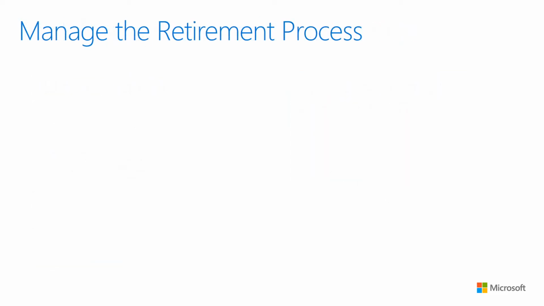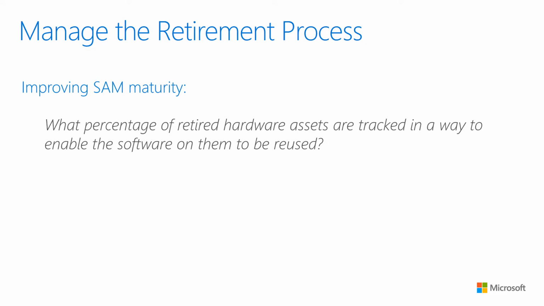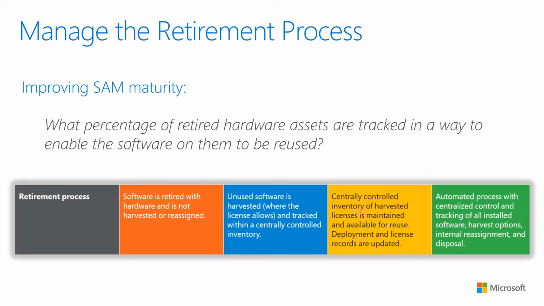And as our last topic, let's turn our attention to managing the retirement process. Now, there is a SOM competency for this, where the key question is, what percentage of retired hardware assets are tracked in a way to enable the software on them to be reused? And if we look at the requirements for the different levels, we can see that at the basic level, software is retired with hardware and is not harvested or reassigned.